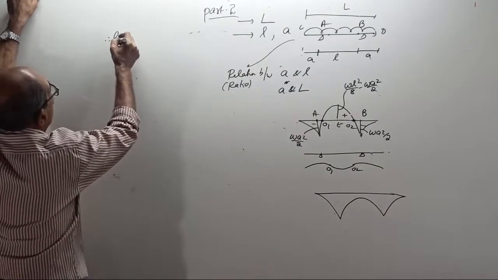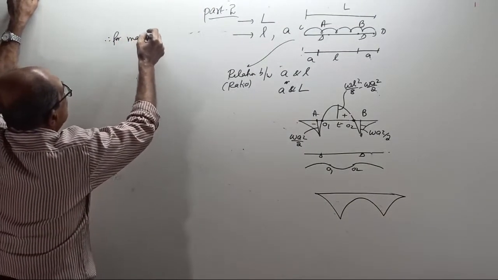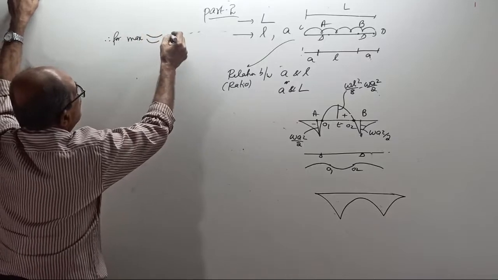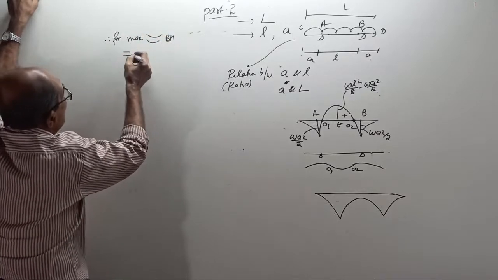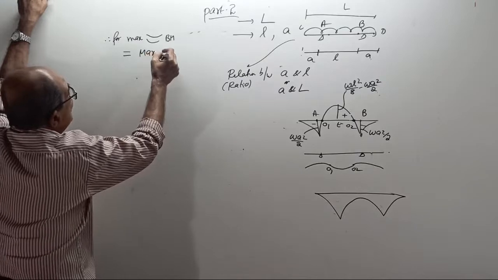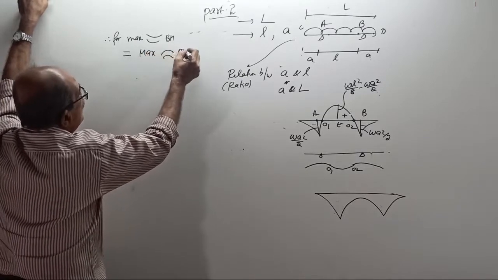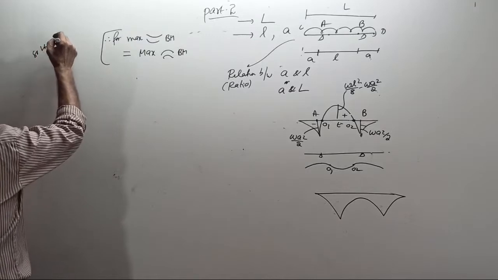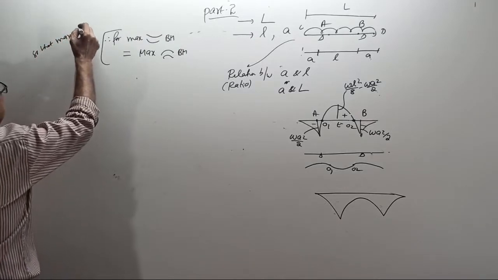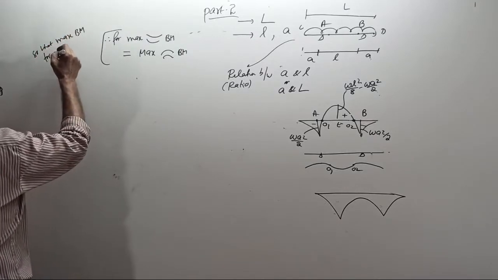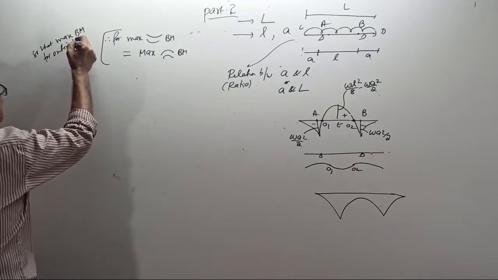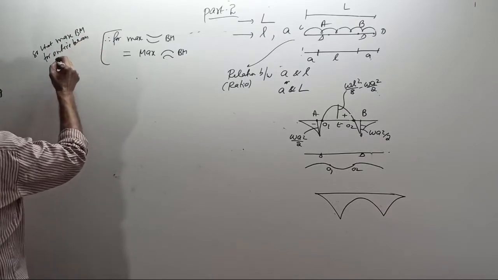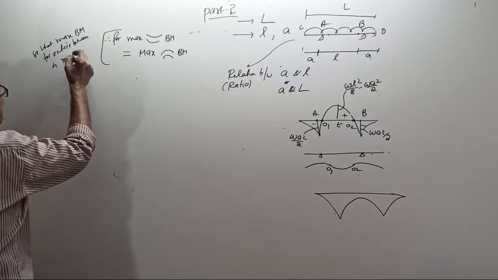Therefore, for maximum sagging BM to be equal to maximum hogging BM, so that the maximum BM for the entire beam is minimum possible.